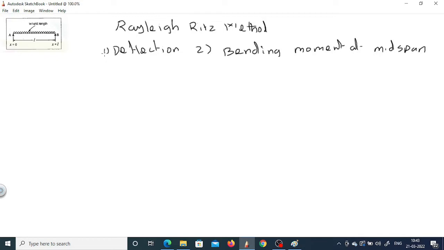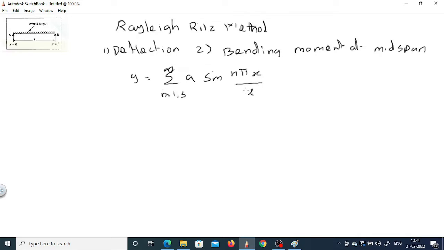So, the first step for conducting this problem, we should be aware of the approximate form of the equation. For a beam, the approximate form is y equal to the summation over n equal to 1, 3 to infinity, and the general approximate form is A sin n pi x by L, which is the approximate form.